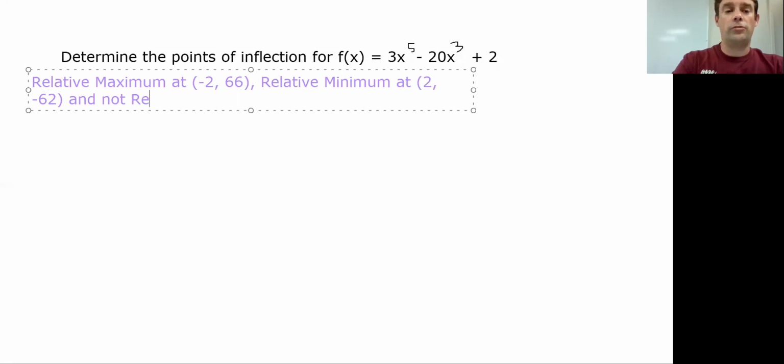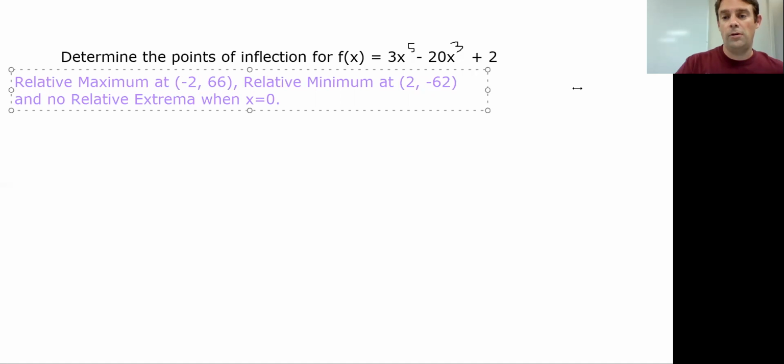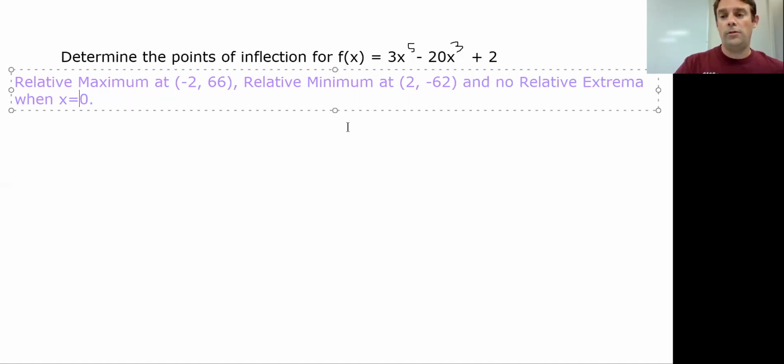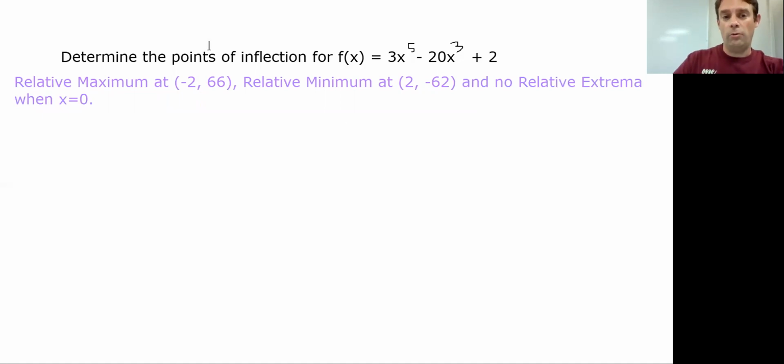And no relative extrema when x equaled 0. Even though it was a critical number, our first derivative didn't change signs there, so nothing happened there. So just a little bit of a refresher course. All right, so that's what we saw yesterday when we dealt with this problem. What are we going to see today?